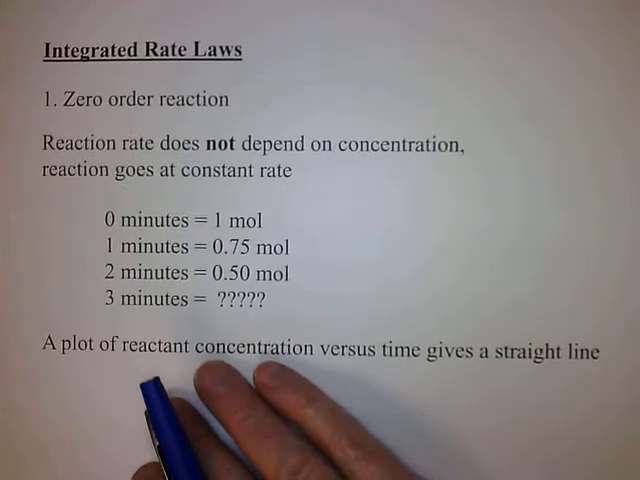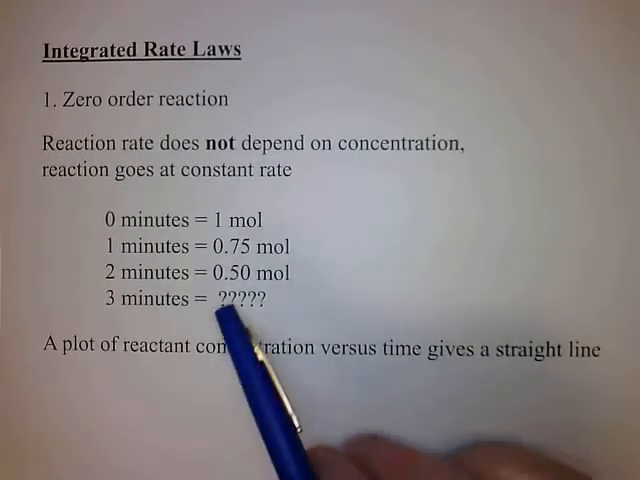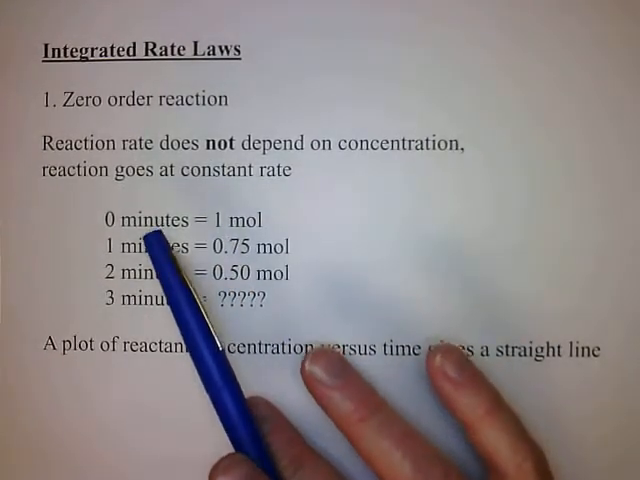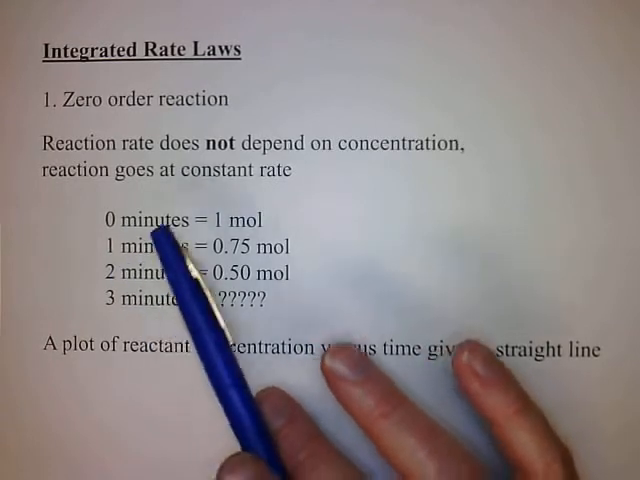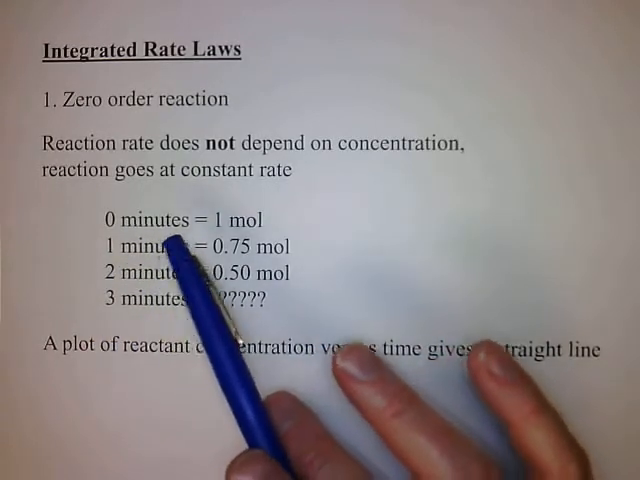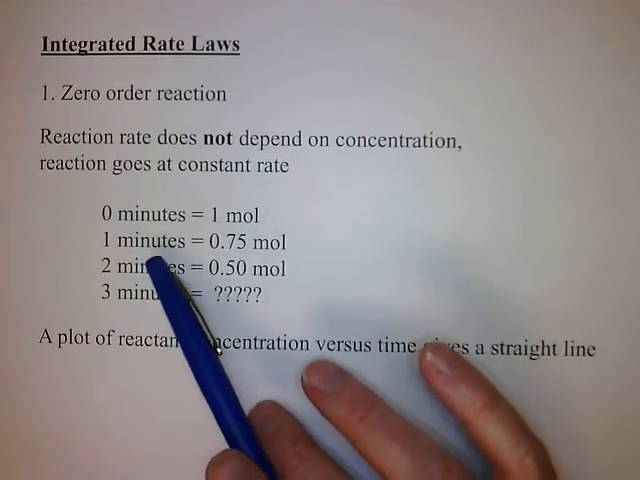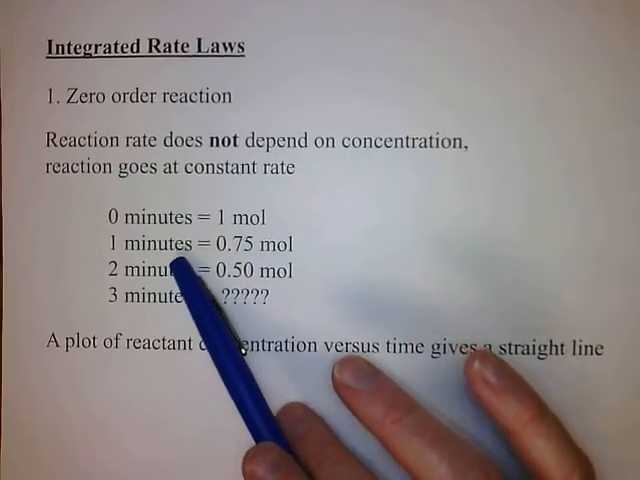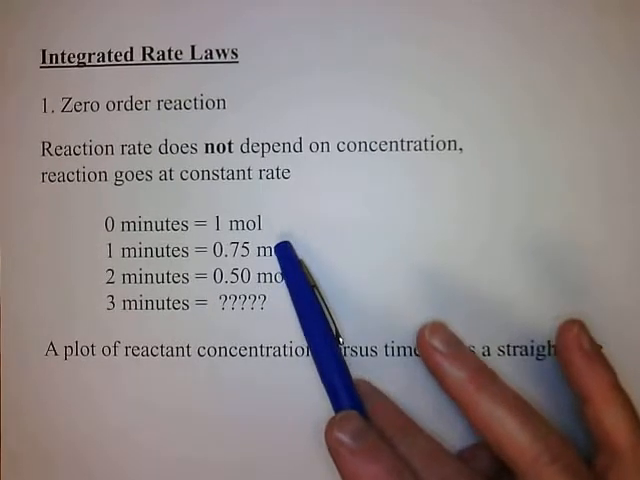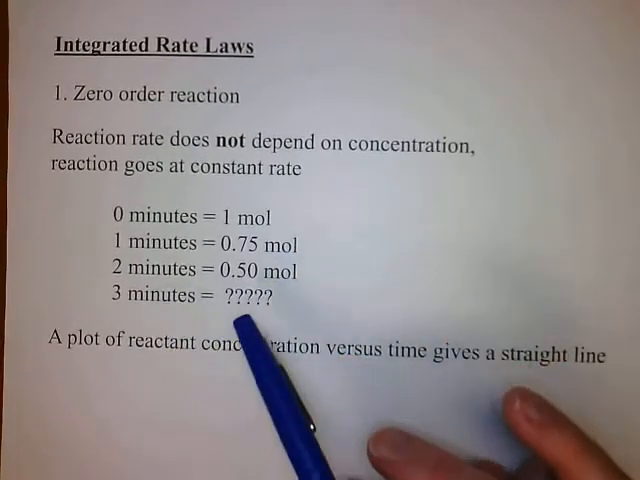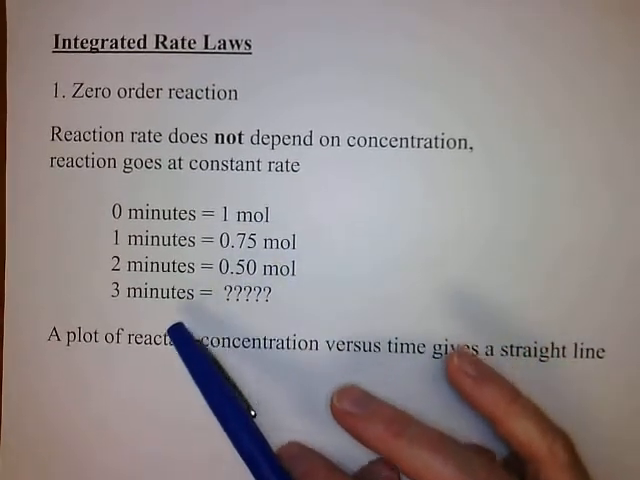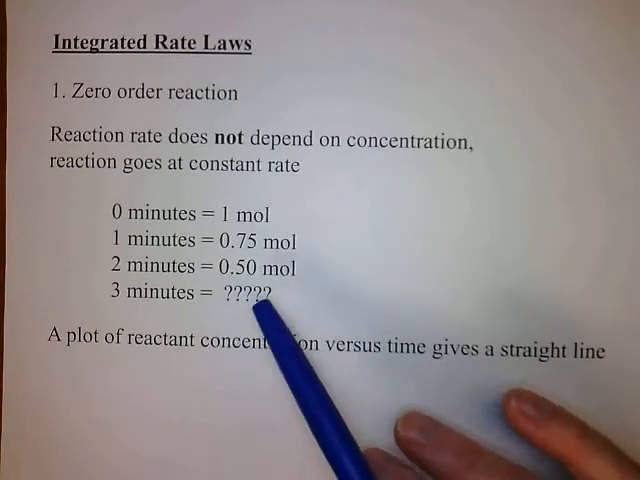at a constant rate. So for example, if you have 0 minutes, in other words, that's when we start the reaction, you have 1 mole. Suppose 1 minute into the reaction, you have 0.75 moles. 2 minutes, you have 0.5 moles. How many would you have after 3 minutes?